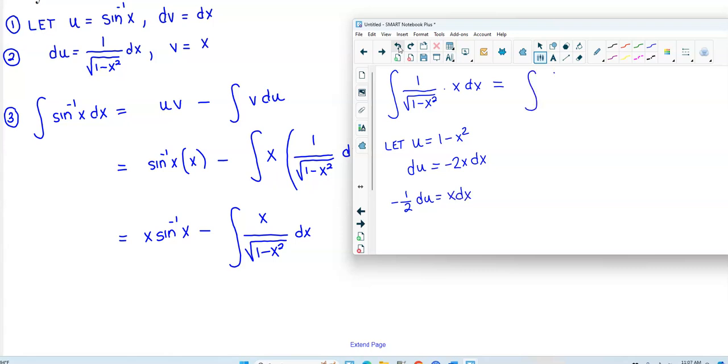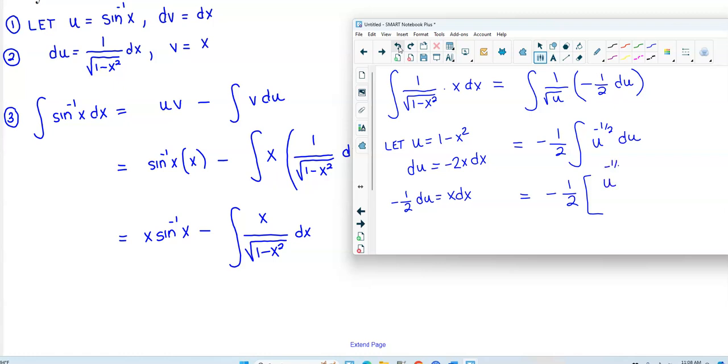So the substitution is going to be 1 over the square root of u times x dx, which is negative 1 over 2 du. So factor out the negative 1/2. Then this becomes 1 over the square root of u, which is 1 over u to the 1/2, which is the same thing as u to the negative 1/2 du. Let's take the antiderivative. So this is minus 1/2 times u to the negative 1/2 plus 1, which is 2 over 2, over negative 1/2 plus 2 over 2, plus c.